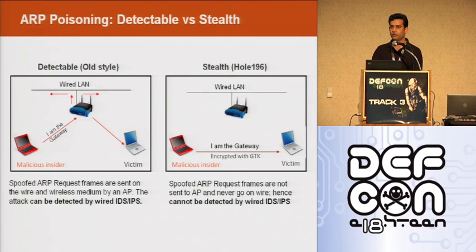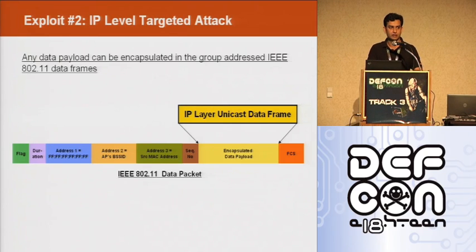So this is one example of GTK exploit or Hole 196 exploit. I'm going to present here the second exploit. It's all about changing the payload, what kind of payload you are encapsulating in that broadcast frame. This time, the attacker is going to use a unicast IP payload inside that packet to launch an IP level targeted attack. For example, the frame at layer 2 is broadcast, but I can always use an IP layer 3 unicast frame inside that.